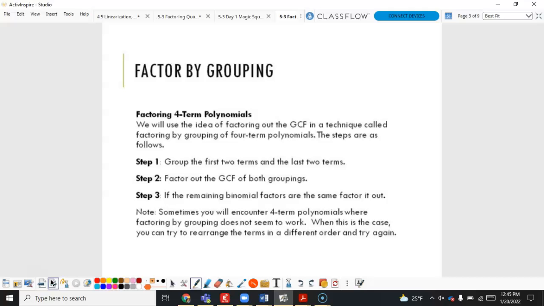Sometimes we could encounter 4-term polynomials where the factor by grouping does not seem to work. So it's important to remember that addition and multiplication are commutative, and that there are times where we might need to change the order of the terms in order to get factor by grouping to work. So what I mean is you might have 2 terms in the middle and you need to flip-flop them so that when you regroup them, they have a common GCF.